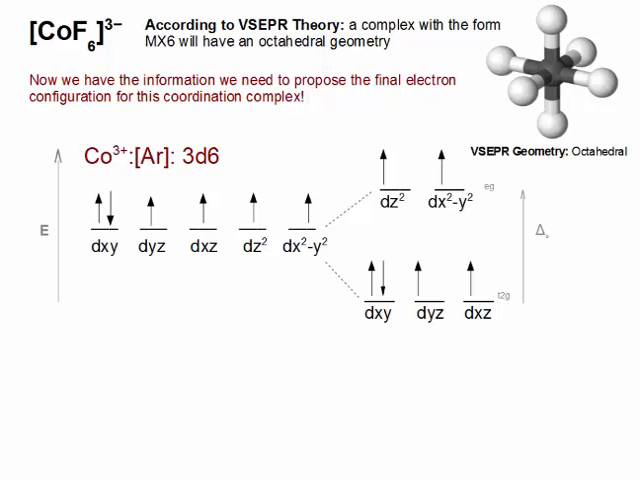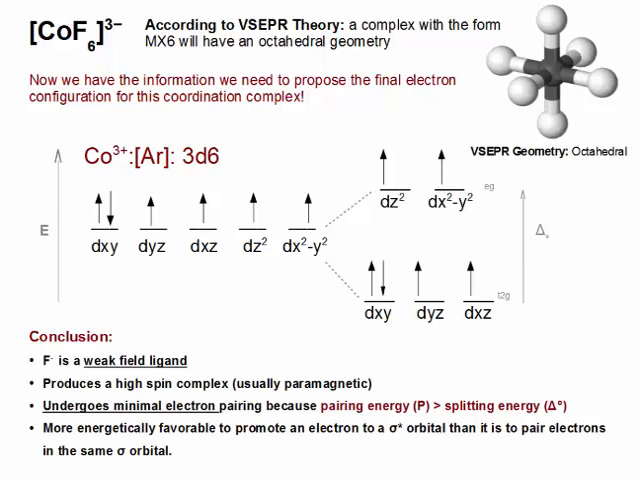Placing these 6 electrons in these orbitals, keeping in mind that we're minimizing pairing, we find that all electrons stand alone in their respective orbitals except for one pair. In conclusion, we can say that the fluoro ligand is a weak ligand. It will produce a high-spin complex that is typically paramagnetic, and this is because pairing energy is greater than splitting energy, so it is more energetically favorable to promote an electron to a higher energy orbital than it is to pair electrons in the same orbital.